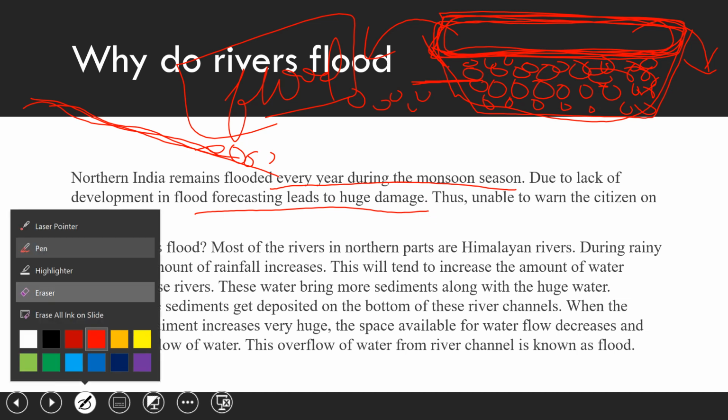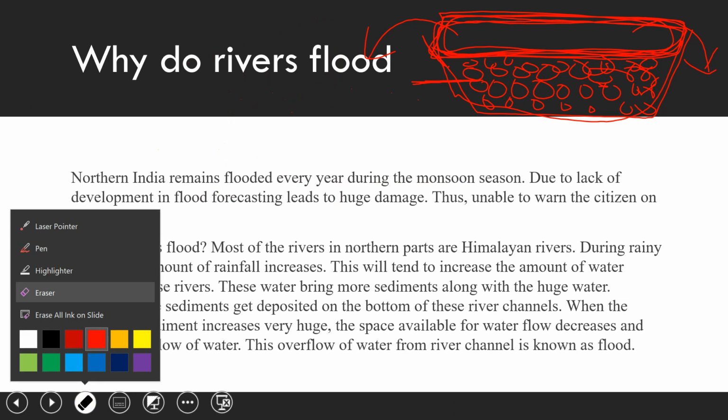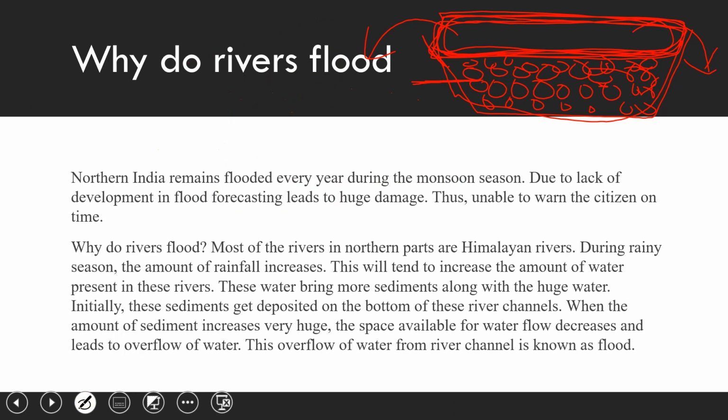Like we failed in enabling the warning situation on time, and this created too much damage to the life of the people. So why do river floods occur? I have explained here. Same thing is written here: most of the rivers in the northern India parts are Himalayan rivers, and during rainy season the amount of rainfall increases, and this tends to increase the amount of water present in these rivers, and this water brings more sediments along with the huge water.